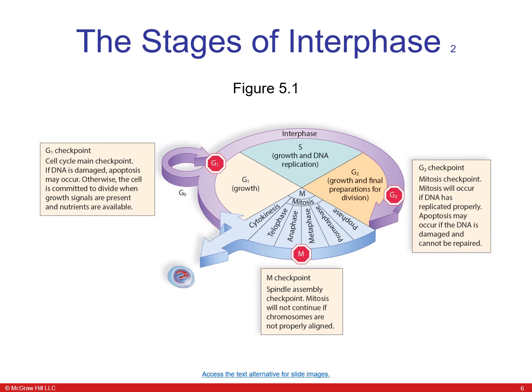So here's a diagram outlining the stages of interphase, and there's 3 different checkpoints. There's a G1 checkpoint, a G2 checkpoint, and an M phase checkpoint. You can see here we have a growth phase, DNA replication phase, and then preparation for division as we enter into mitosis.